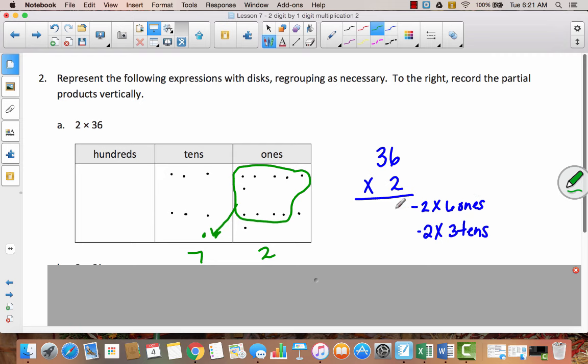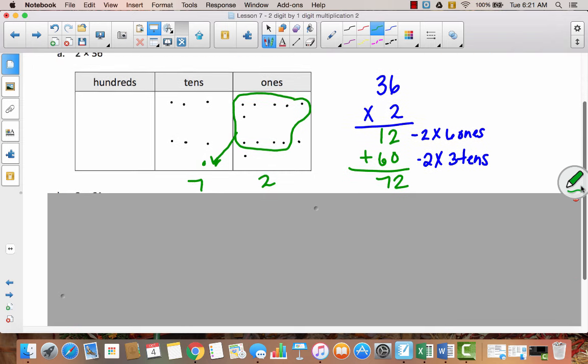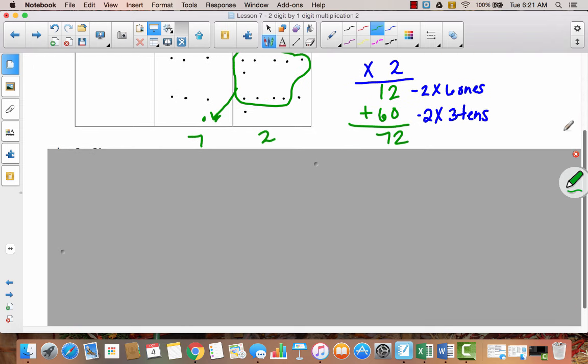2 times 6 ones was 12. 2 times 3 tens was 60. So when I add that together, it gives me 72. If you have not already done B by yourself, I want you to pause the video and try to do it now that you've taken a look at A. If you've already done it, then stay with me and we'll check it together.